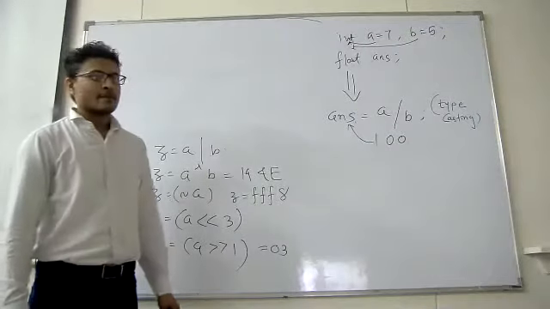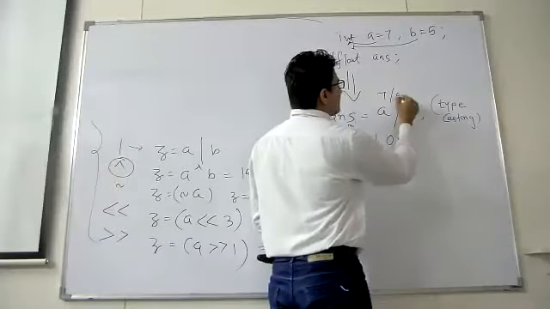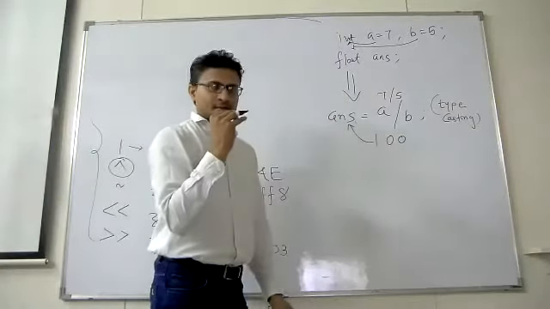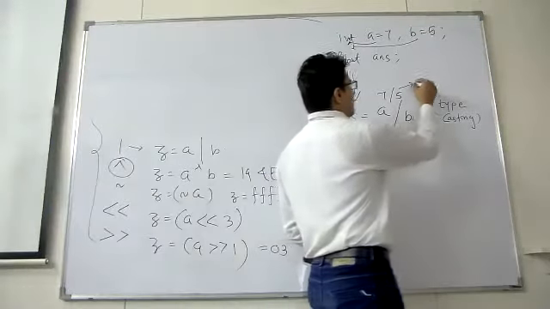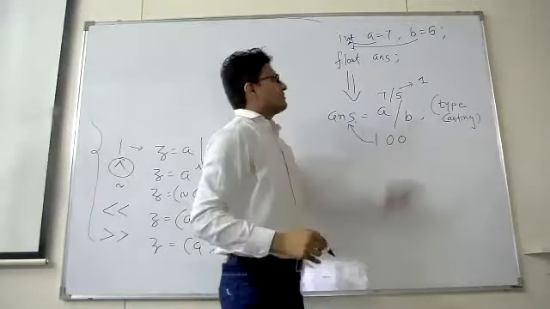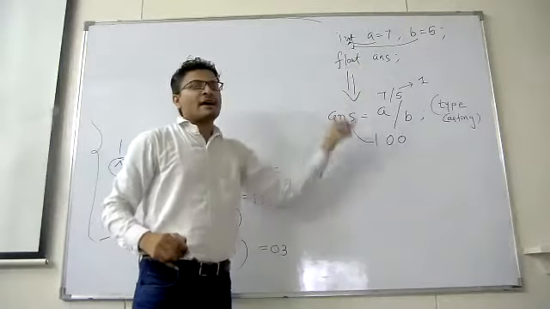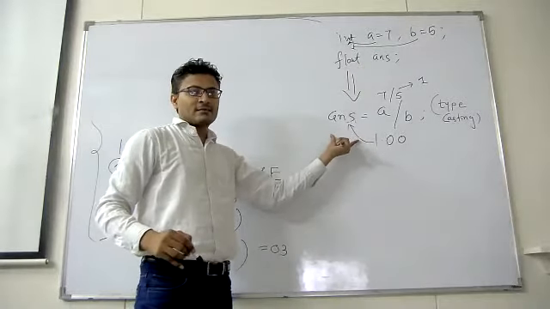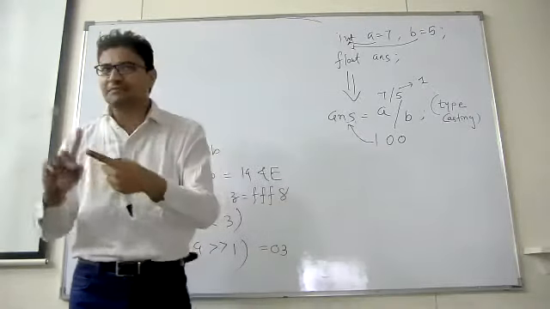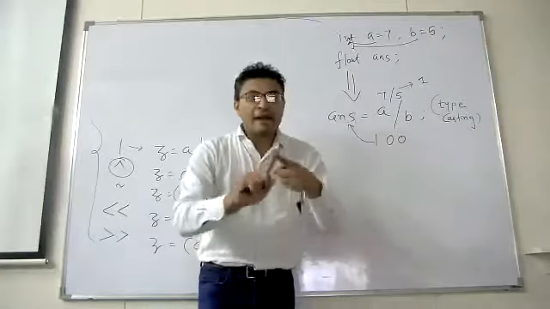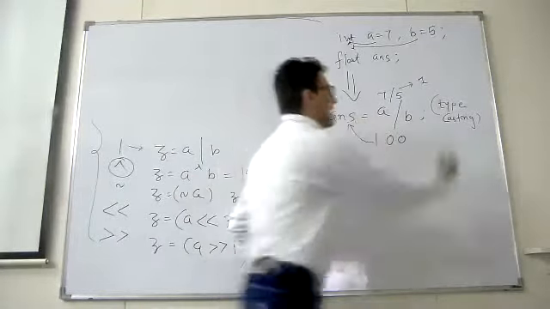Integer division. Here the division is 7 by 5, so the actual answer is 1. But that answer will be converted into a float value, because the answer variable is float. The compiler will automatically do the typecasting. It is called implicit typecasting.